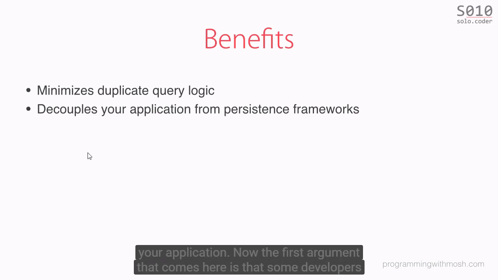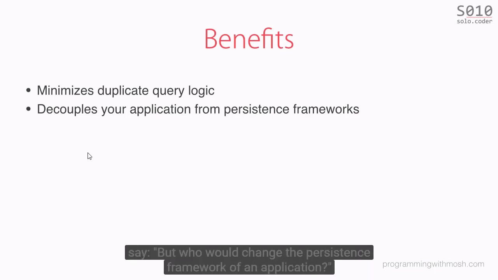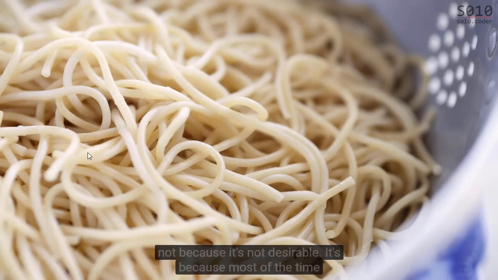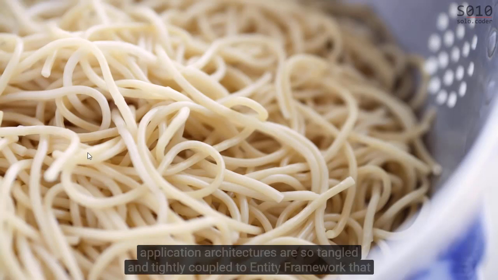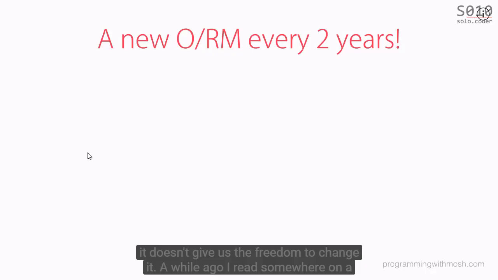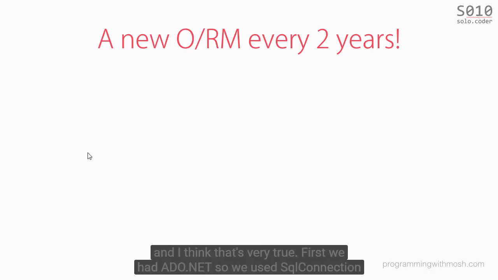Now the first argument that comes here is that some developers say, but who would change the persistence framework of an application? Well, let me tell you something. The fact that this does not happen very often is not because it's not desirable. It's because most of the time, application architectures are so tangled and tightly coupled to Entity Framework that it doesn't give us the freedom to change it. A while ago, I read somewhere on a blog that on average, every 2 years, we get a new persistence framework. And I think that's very true.